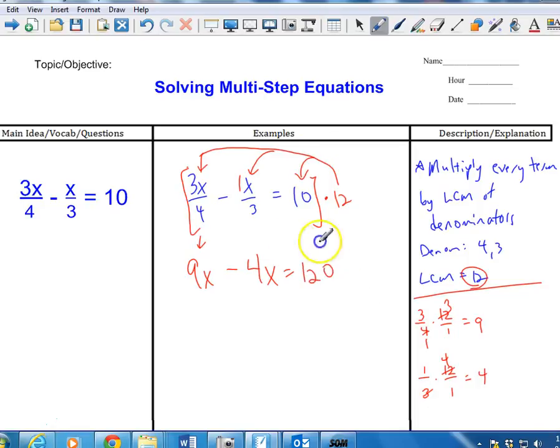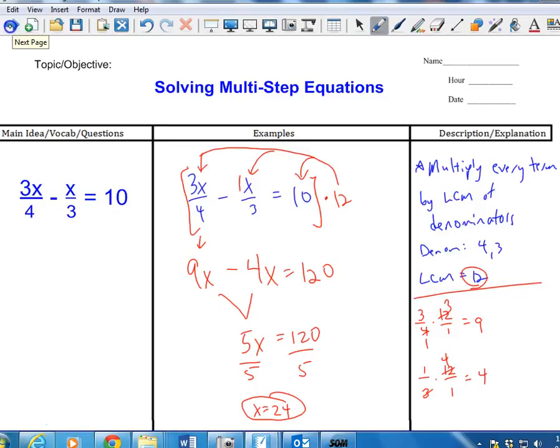All right, so here is your new problem. This is the exact same problem as that problem right there. So I'm just going to solve now. 9x minus 4x is 5x equals 120. Divide both sides by 5, and you get x equals 24. And that's it. This is a great trick. Find the denominators, the least common multiple, multiply every term by it.